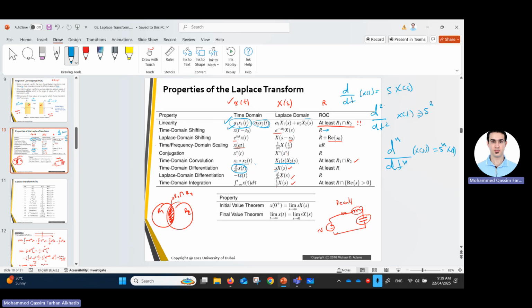When you multiply by t in the time domain, you differentiate in the Laplace domain. We don't usually use it. We use this one mainly to solve differential equations.